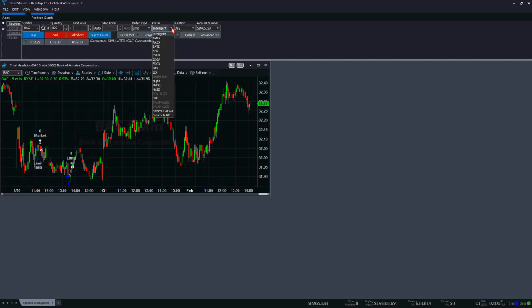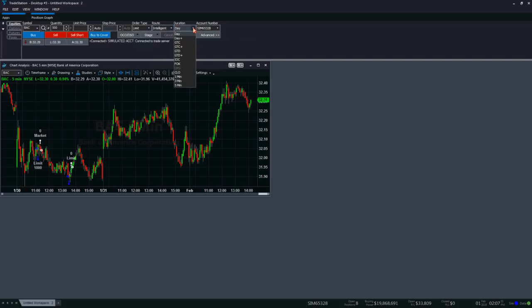The next field over is a route. The route is for you to select the specific venue that's going to take care of your order. If you're not really sure what to select in here, I recommend you leave it on Intelligent, which is a technology on the order routing server that pretty much selects the route for you. Based on your order specifications, it'll try to choose the best route for you. So as long as it says Intelligent, TradeStation will route that order for you.